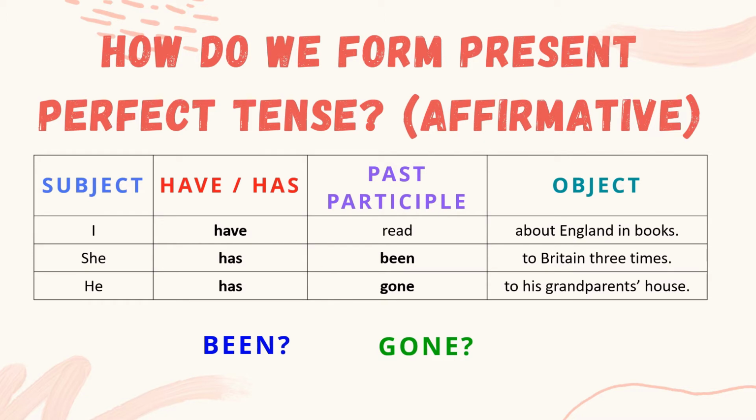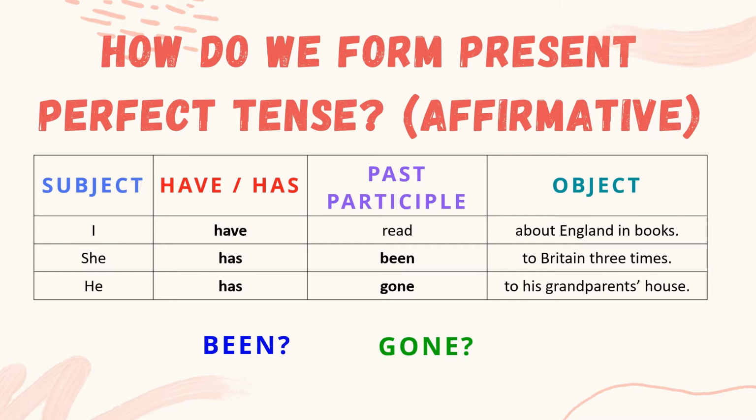The next example, she has been to Britain 3 times. She or he is a third person singular subject, so we will use has, not have. The next one, he has gone to his grandparents' house.